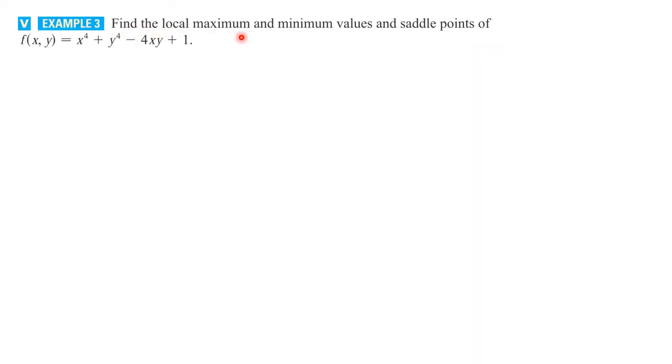Find the local maximum and minimum values and saddle points of f(x, y) is equal to x^4 plus y^4 minus 4xy plus 1. So we first have to find the critical points. How to find the critical points? By finding fx and fy. So fx is equal to 4x cube minus 4y. fy is equal to 4y cube minus 4x, by differentiating f with respect to y.